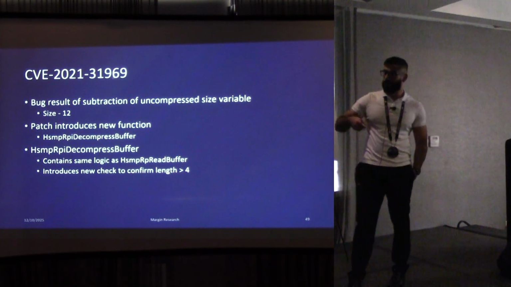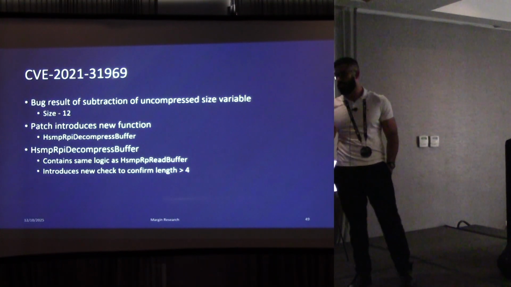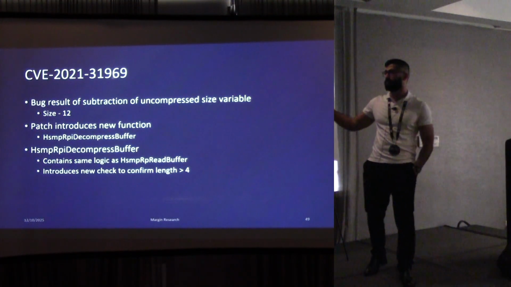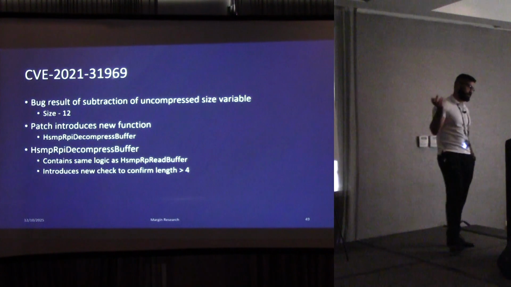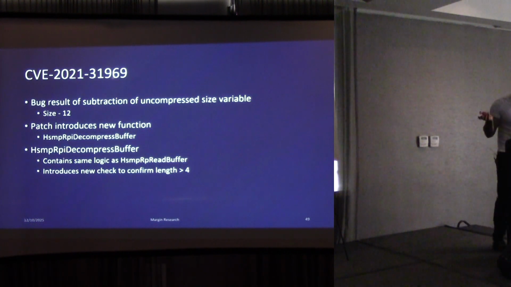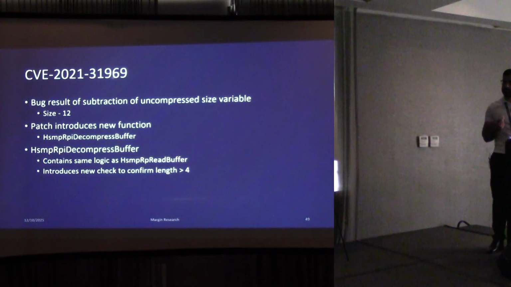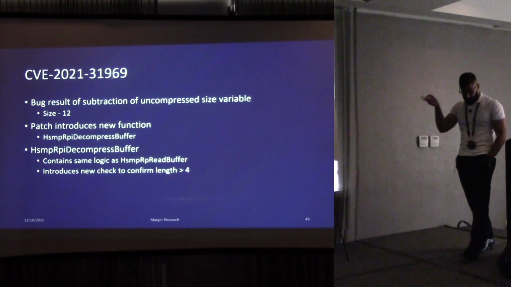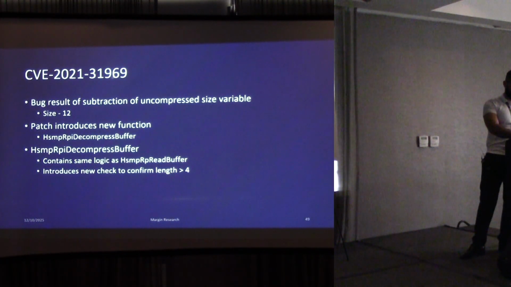The initial bug was that integer underflow, which happened because a size of a reparse buffer was subtracted by 12. So if you have something under 12, it will loop. The reparse point is stored in a word value, so you can have a very clean heap overflow in the kernel because of this. Now, Microsoft fixed this by introducing this new function called reparse point decompress buffer.